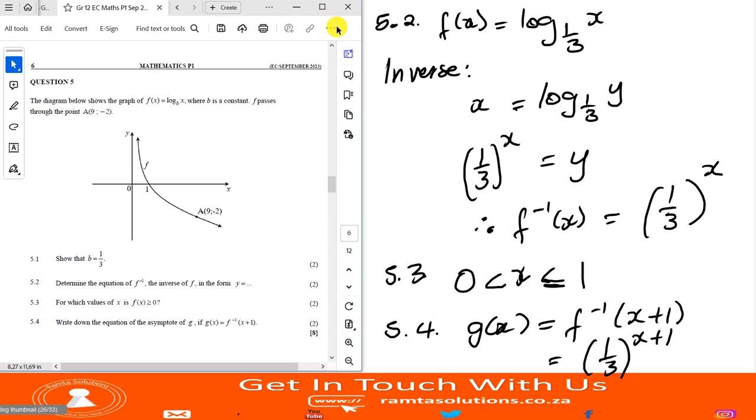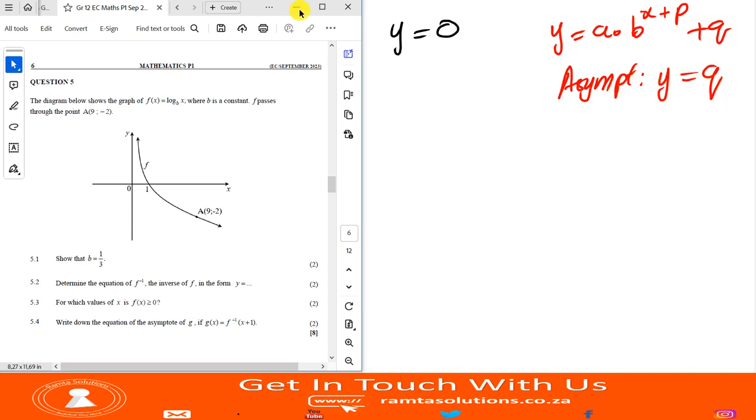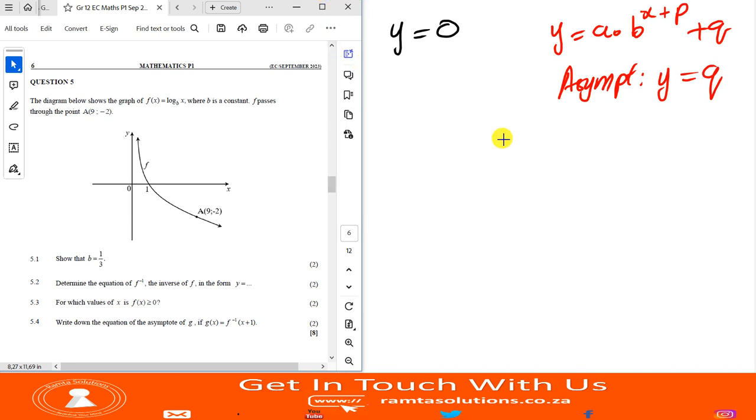Remember, y is equal to 0. The asymptote for an exponential function is, because they come in the form y equals a times b to the x plus p, plus q. So the asymptote will be y is equal to q. Now, when you look at this one here, we don't have a q value. This is why we're saying it is equal to 0. Happy? This is how we do it, guys.